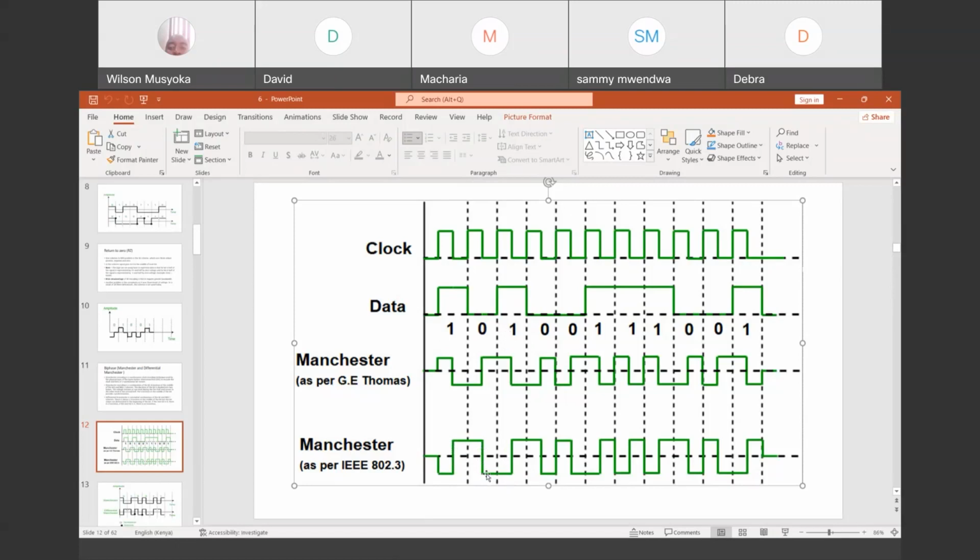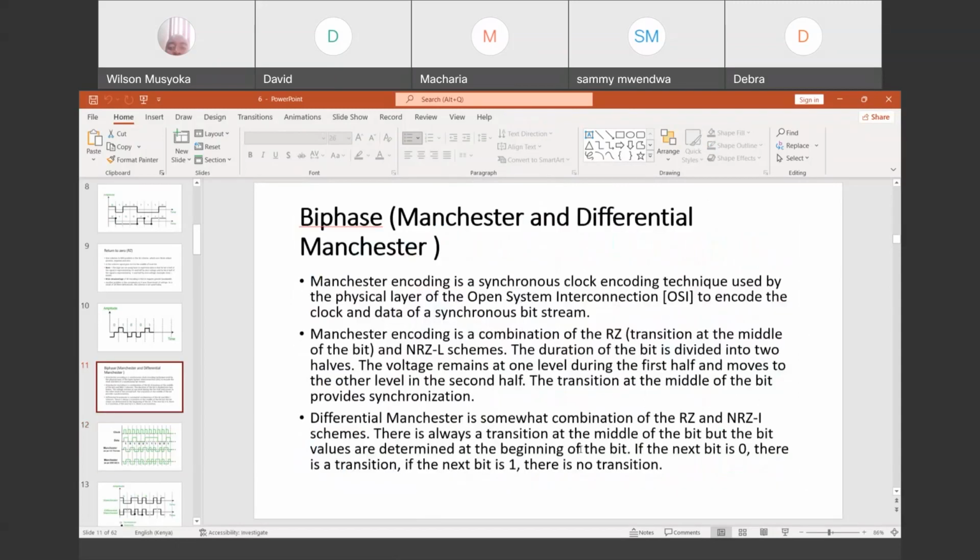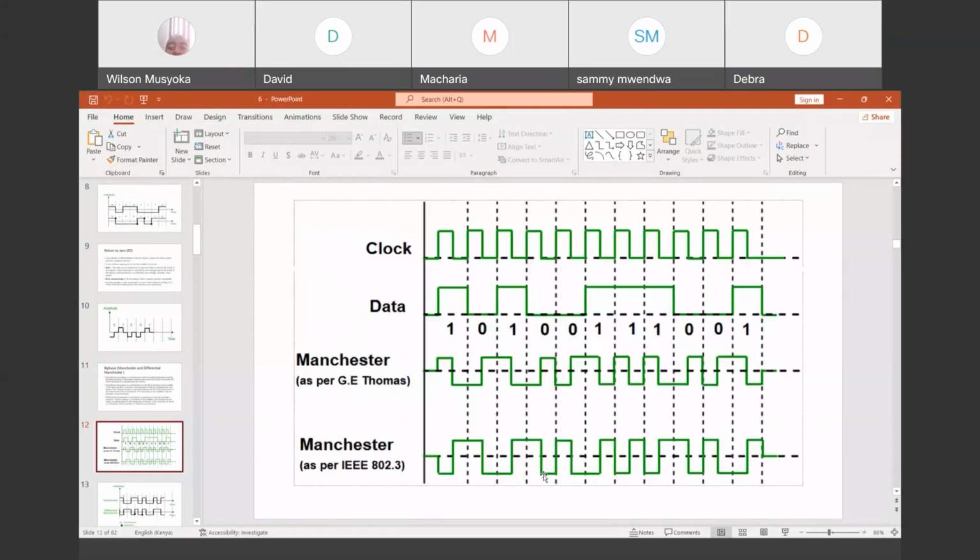So there isn't going to be a switch. See, here it was a 1, so it went up. But here it is a 1, but we are not going to have a switch. I hope you can remember here in the notes when we are saying that if the next bit is a 0, there is going to be a transition. If the next bit is a 1, there is no transition. So that is what we are seeing here. Since it is a 1, no transition has happened here.